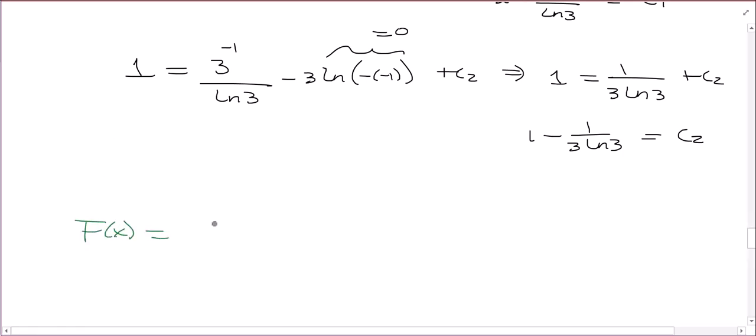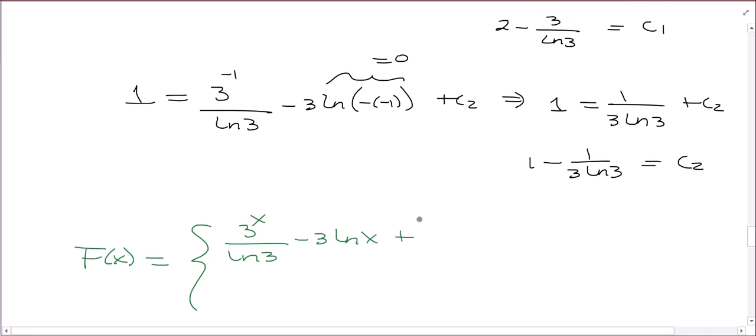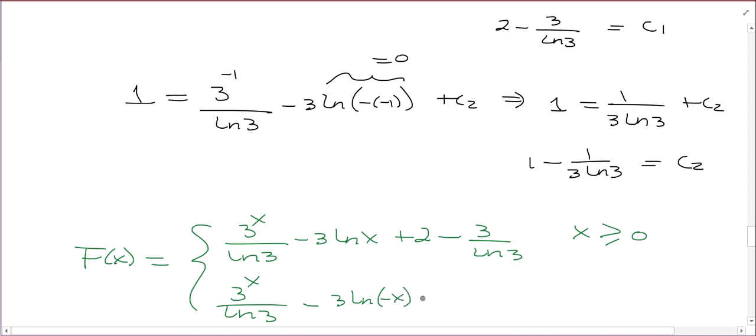So f of x then is the piecewise function 3 to the x over ln of 3 minus 3 ln of x plus c1. c1 was 2 minus 3 over ln of 3, and this is when x is greater than or equal to 0. And then we're going to have 3 to the x over ln of 3 minus 3 ln of negative x, and then plus c2. c2 we found to be 1 minus 1 over 3 ln of 3 when x is less than 0.